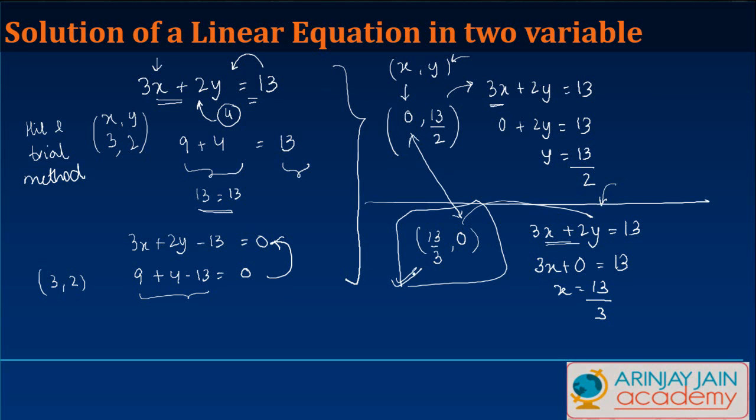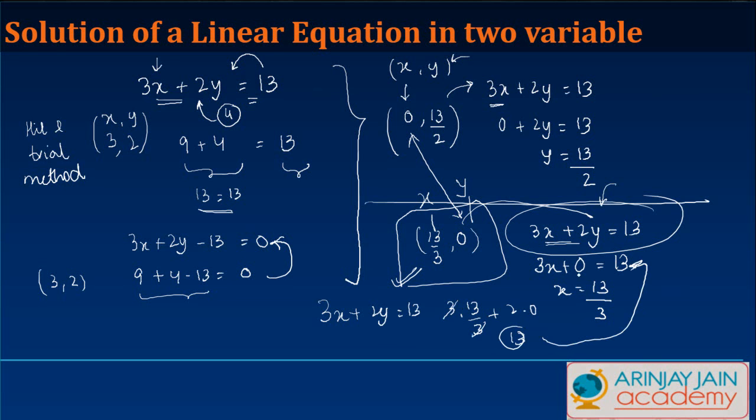These are the solutions because when you put in the value of x as 13 by 3 and y as 0, you get the value of this equation as 13, or the left hand side becomes equal to the right hand side. You want to try this? Let's say 3x + 2y = 13: 3 times 13 by 3 plus 2 times 0. This knocks off this. 2 times 0 is 0, 0 plus 13 is equal to 13, which is equal to the right hand side. So therefore 13 by 3 and 0 is a solution of the linear equation.